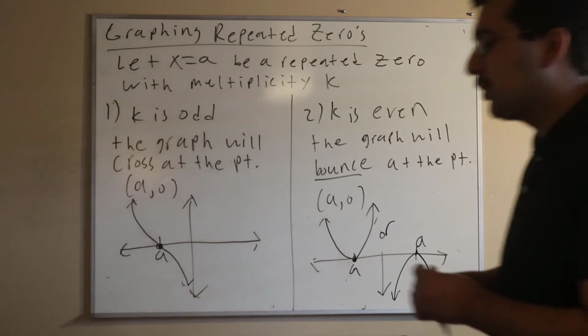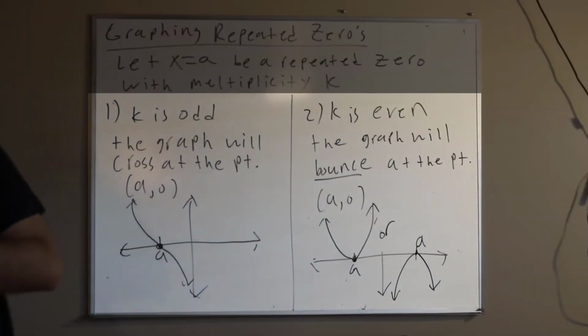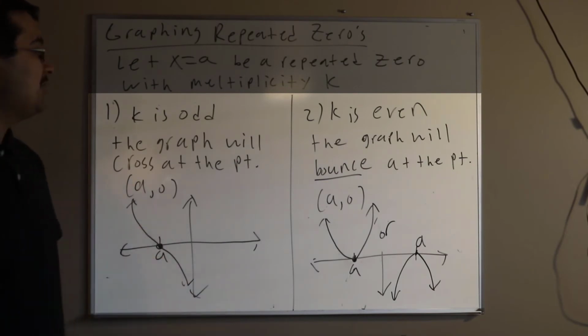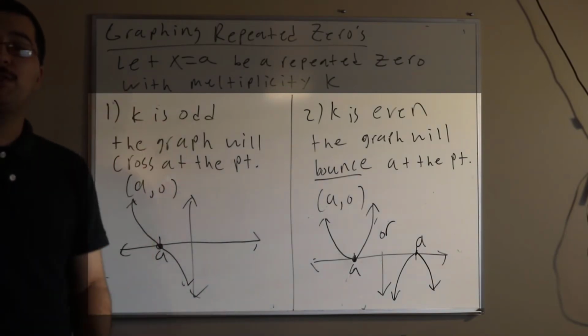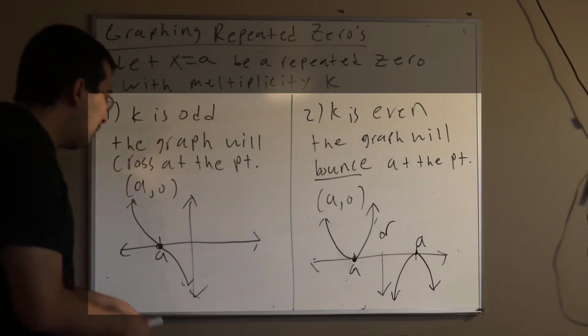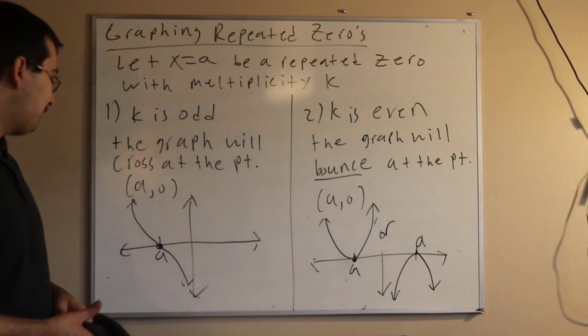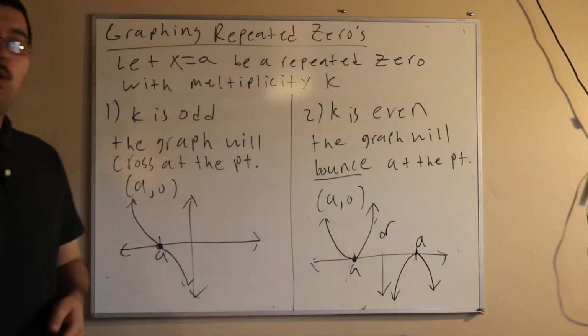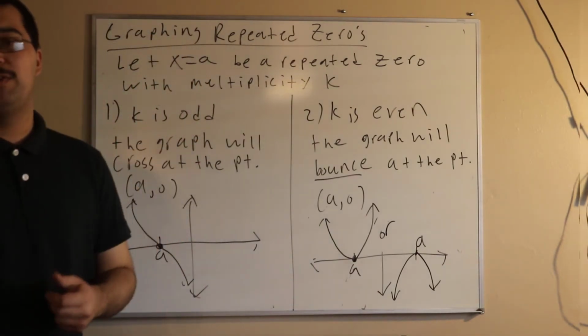So there you go. When you're graphing these repeated zeros, understanding the multiplicity is very helpful, because if you know the multiplicity at that point, you understand if your graph is crossing at that point or if your graph is bouncing at that point. So that'll be it for our discussion for the zeros of polynomial functions. So let's move on to our next topic of discussion.